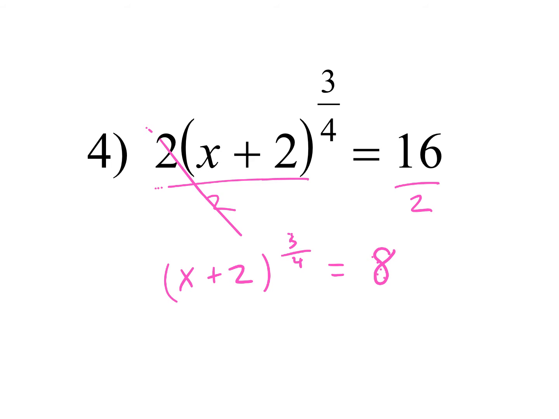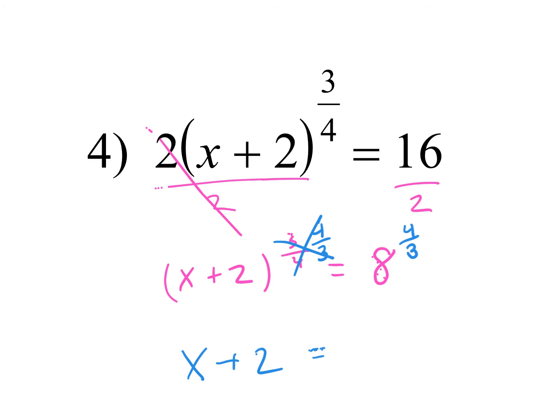What should we do next? The reciprocal. Whatever our exponent is up here, we want to flip it. So 4/3. If we raise the left side to the power of 4/3, we have to do the same thing on the right side. Multiplying by the reciprocal cancels it out. So then we're just left with whatever's in our parentheses, and that's equal to 8 to the power of 4/3.